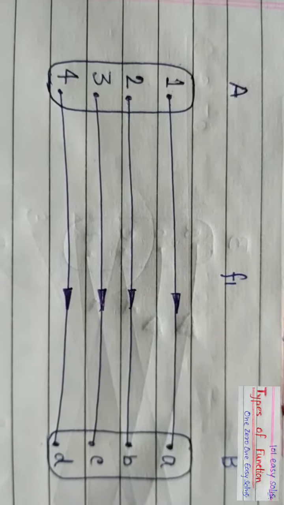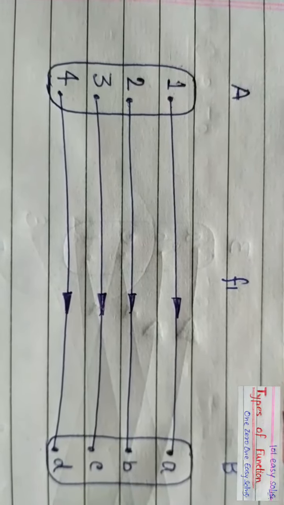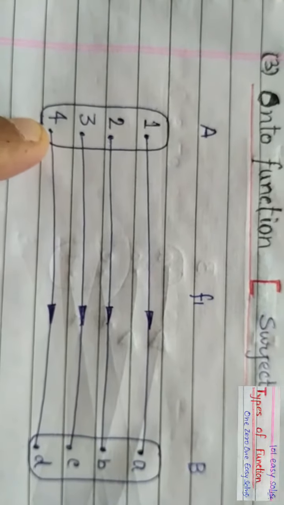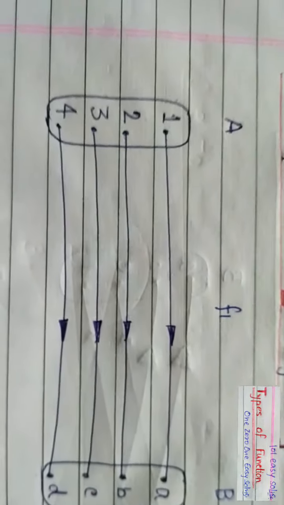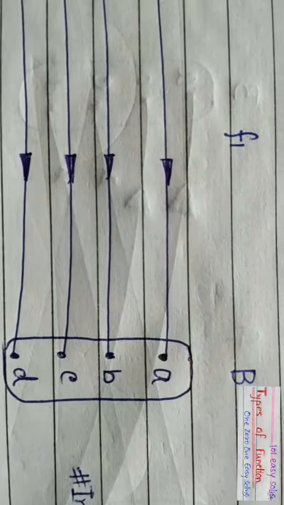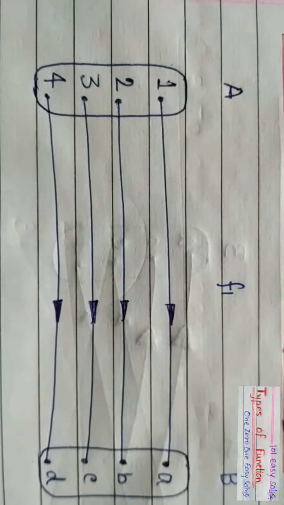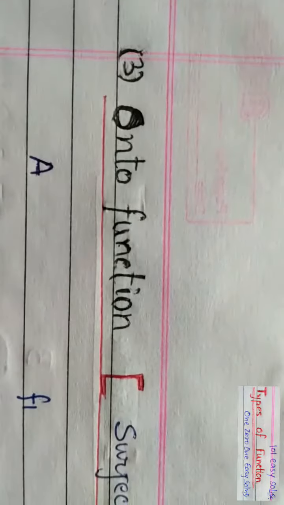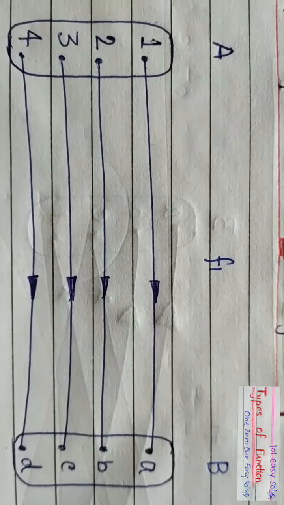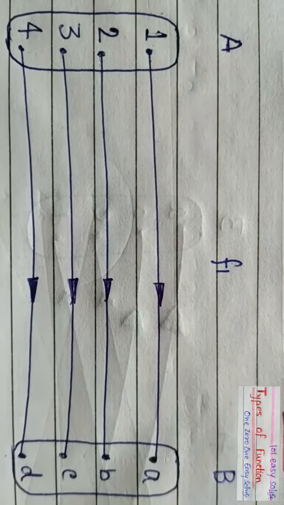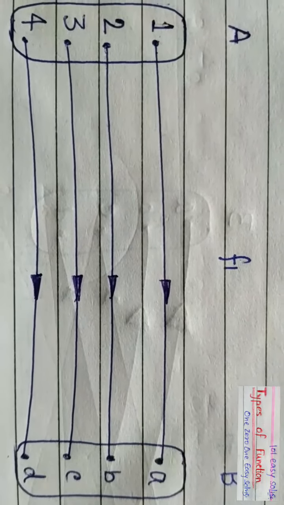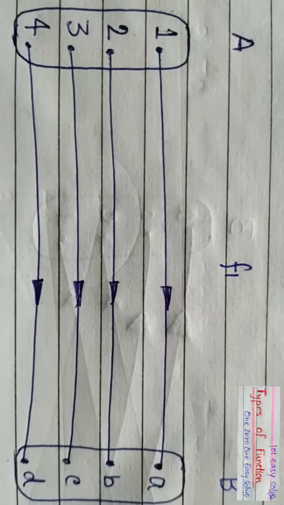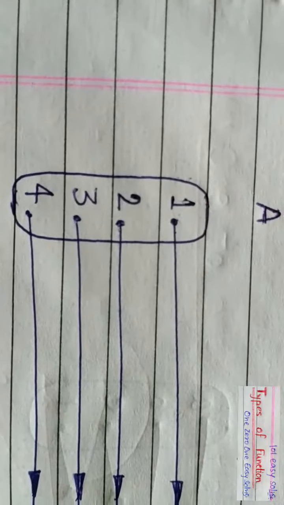So here also all the members of B are the images of members of A. No element of set B is left here. So this type of function is known as a surjective or onto function. Onto function means all the members of set B are the image of some member of set A.